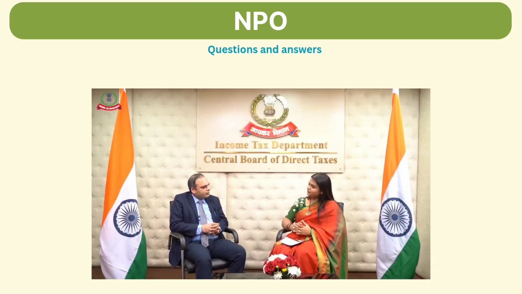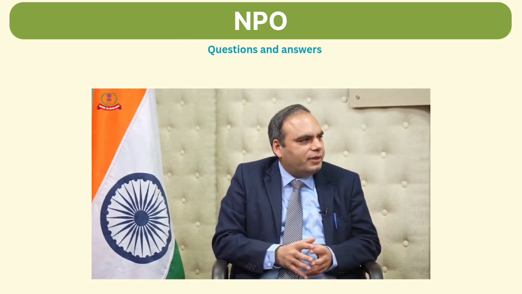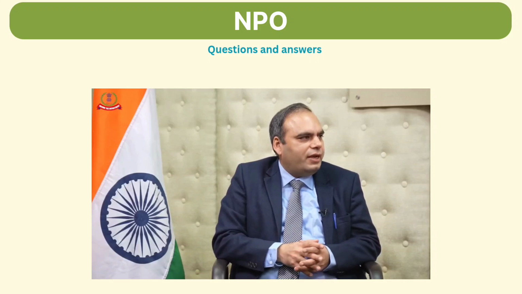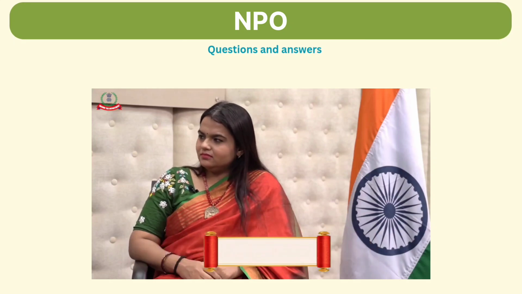What was the approach that was followed by the drafting committee while redrafting these particular provisions, sir? So that's a very interesting question, and that takes me back to day one of this entire exercise. When we started drafting these provisions, the first thought which came to our mind was, why have these provisions scattered across so many chapters? Why not bring all the provisions at one single place? And that was the thought with which this entire process started. So all the provisions have now been brought to one single chapter, 17B.